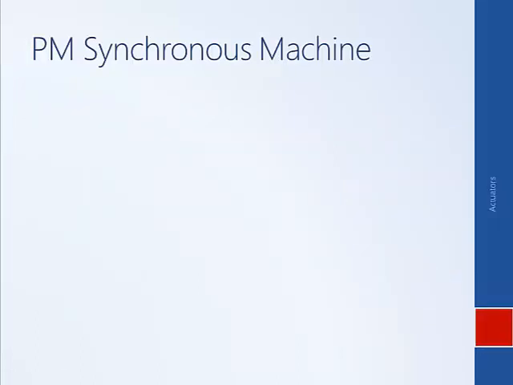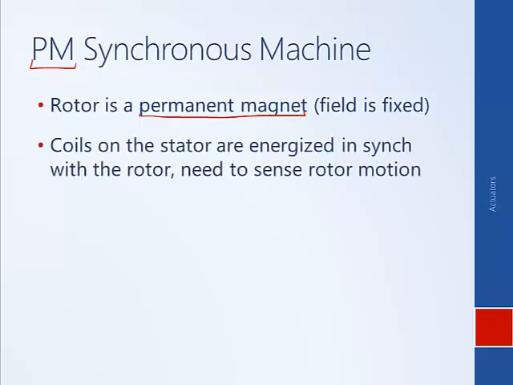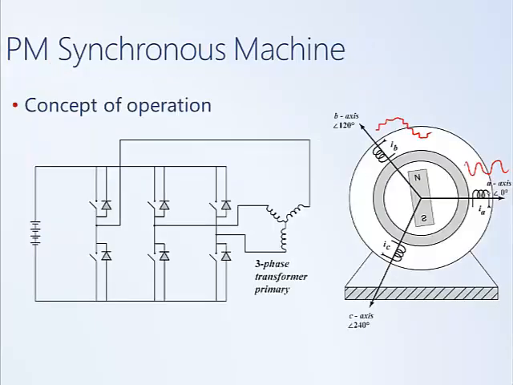Thinking back to that previous picture, the rotor is a permanent magnet, so the magnetic field is fixed. And this is where part of the name comes from. That's why it's called a permanent magnet machine. And the coils on the stator are energized in sync with the rotor. So that's why it's called a synchronous machine. So looking back on the previous slide, the current through each of these three phases are at their peaks at different times. And by doing that, the magnetic field generated by each of the phases moves, interacting with the permanent magnet rotor to pull or push it around the motor.